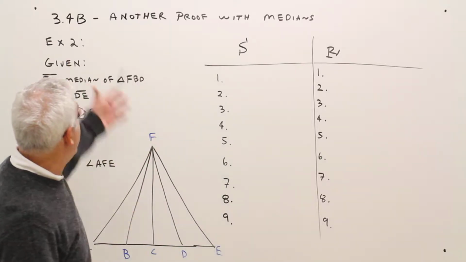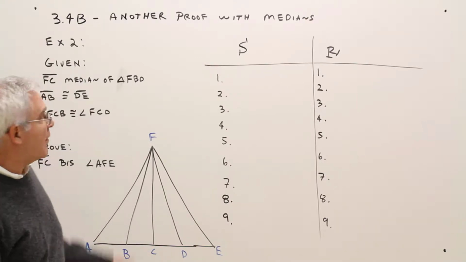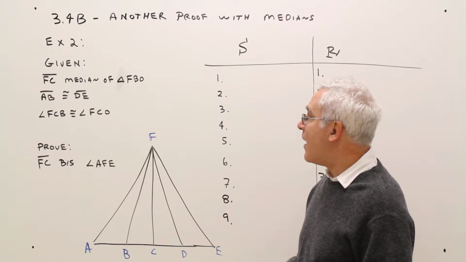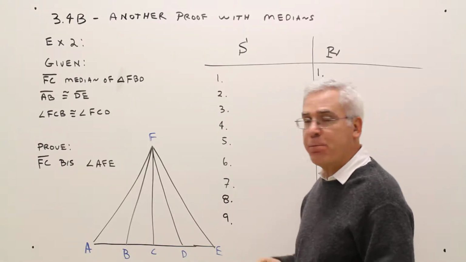Welcome to video 3.4b, another proof with medians. All right, this is example 2. Let's take a look at it. So, we're given that FC is the median of triangle FBD.